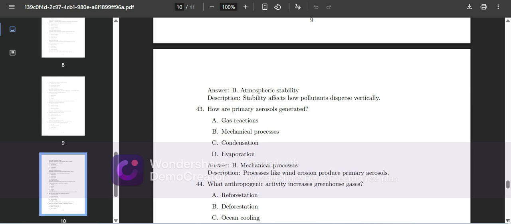How are primary aerosols generated? Mechanical processes. Processes like wind and erosion produce primary aerosols.